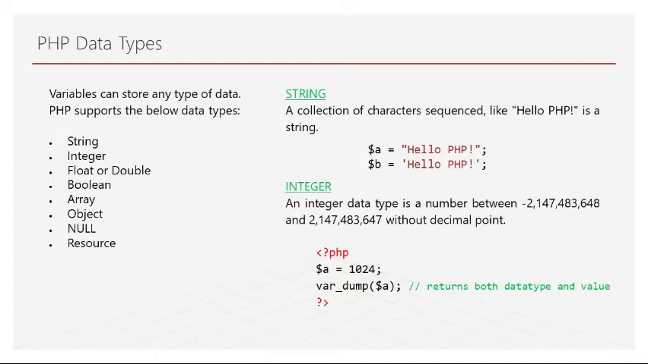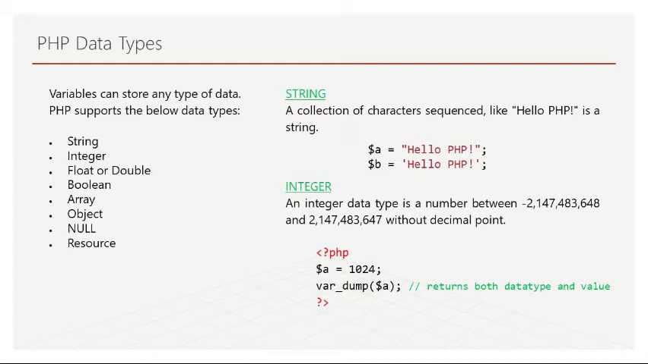PHP integer. An integer data type is a number between -214,74,83,648 and 214,74,83,647 without decimal point. Rules for such integers are: it must have one digit at least. It must have no decimal point. It can be either negative or positive. It can be specified either in decimal with 10 base, hexadecimal with 16 base and prefixed with 0x, or octal with 8 base and prefixed with 0. In the example, $A is an integer.